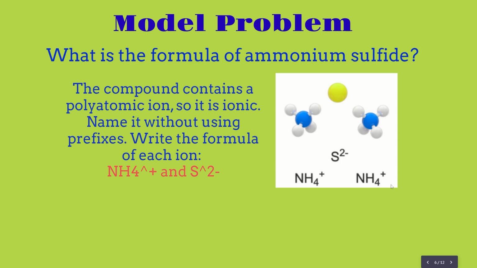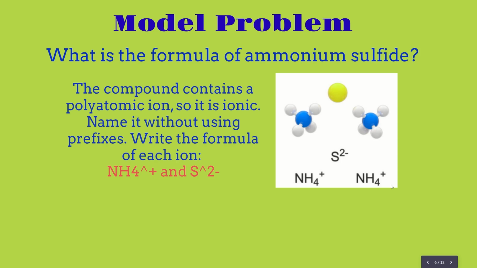So for the ammonium, the formula is NH4+, and then for sulfur or sulfide, we have S2-. What we need to do to write the formula is basically just balance the charge. That means they have to equal the same charge. So for sulfide, we have 2-, so we need to get the ammonium to a +2 charge. Once we do that, it's going to have a neutral 0 charge.